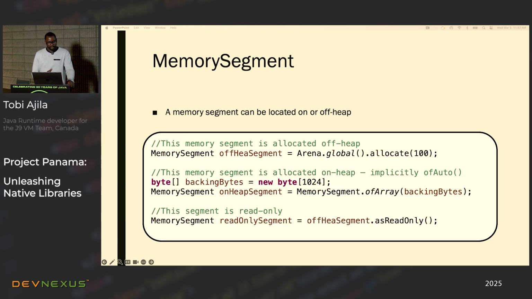So here's an example of how you can interact with memory segments. The top example here is just creating an off-heap memory segment, similar to what we saw earlier. In the second example, we're creating an on-heap memory segment. And you'll notice that we're not using an arena here. That's because on-heap memory segments are implicitly from the auto arena because they're managed by the GC. And then in the third case here, we're making a segment read-only. So it's an operation that changes the constraints of a segment and returns a new one.